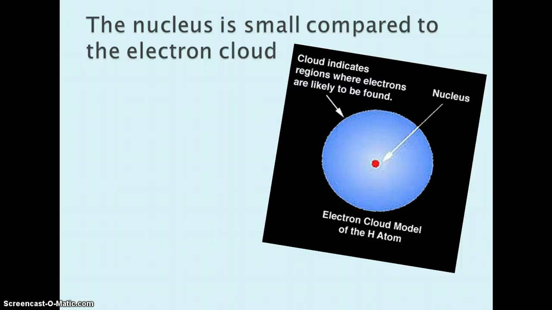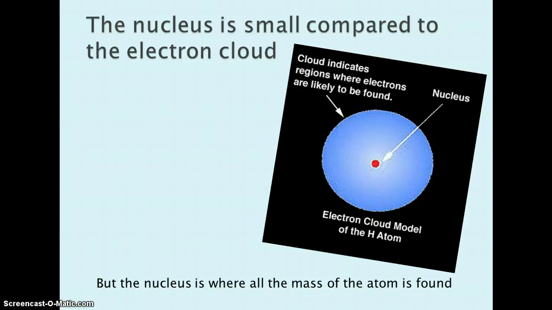Now the nucleus is very small compared to the electron cloud. Take a look at this picture here. The cloud is that blue region there, and the nucleus is that small little red dot. So the electron cloud is much, much bigger. And it says on the H atom, that's the hydrogen atom right there. But the nucleus is where all the mass of the atom is found.